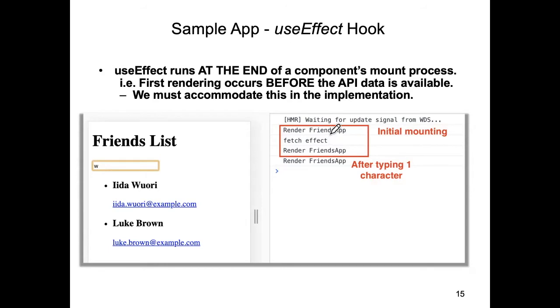But the key point that I want to get across here is that for the very first rendering of my component at the top of the hierarchy, the use effect hook executes at the end of the mount process. It doesn't execute in the order in which it appears in the component's actual code.